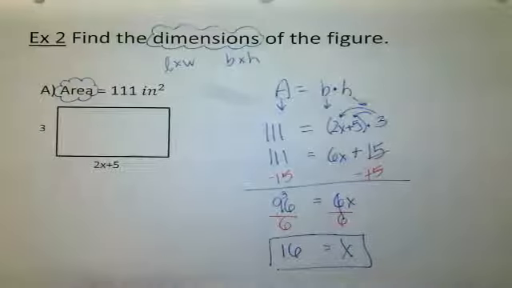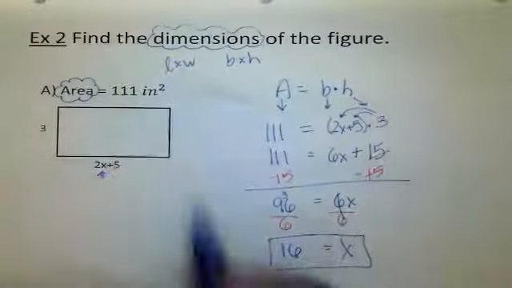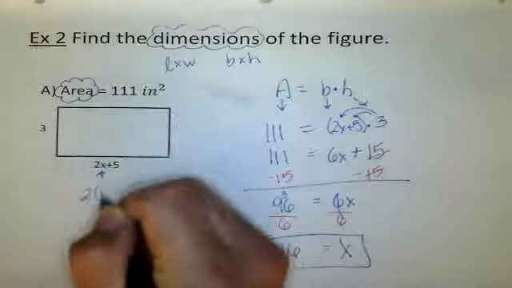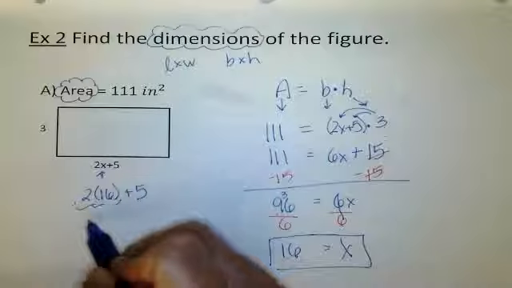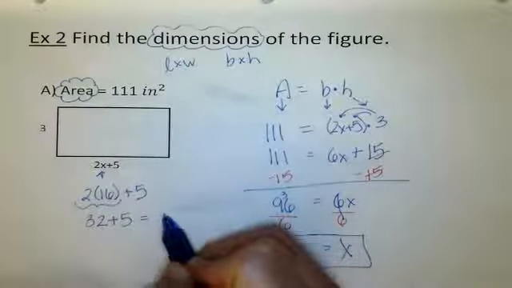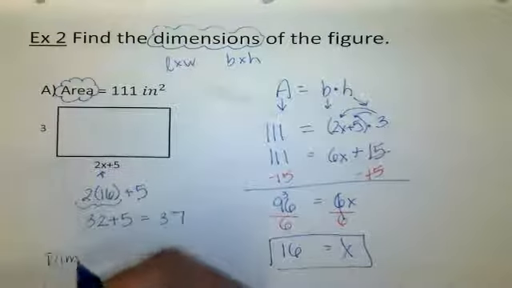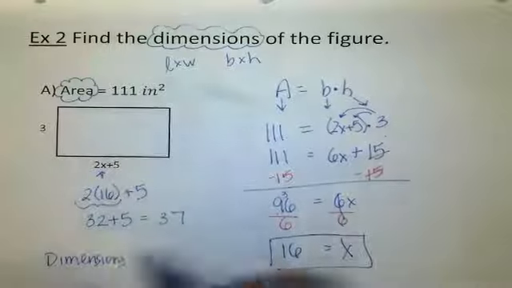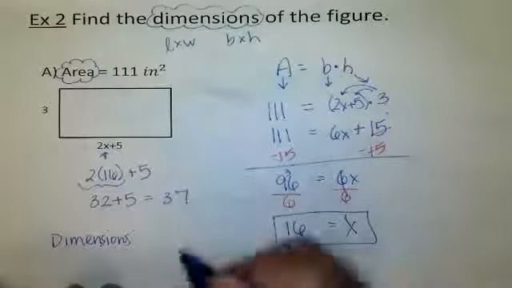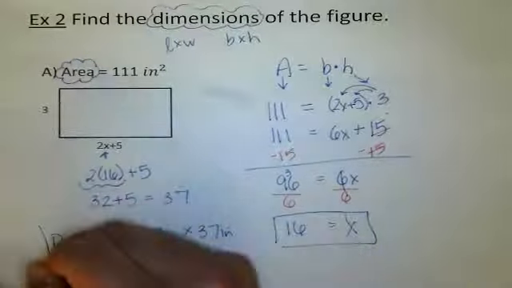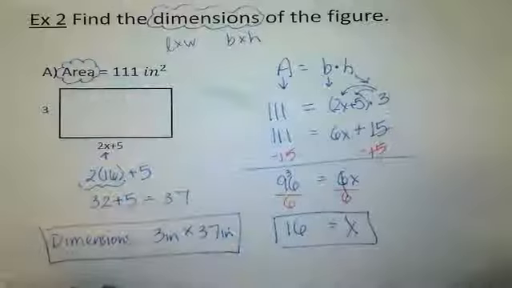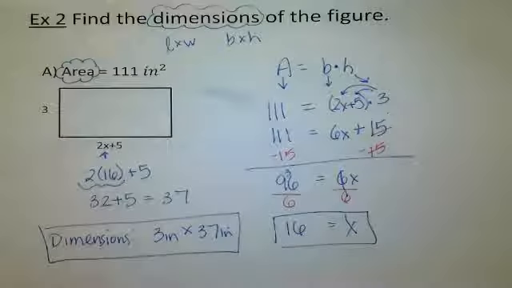All right, so we solved x. Is that what they wanted to know? No. What do we need to do with this 16? Yeah, plug it back in so we can figure out the length here of our rectangle. So that's going to be 2 times 16 plus 5. What's 2 times 16? 32 plus 5 equals 37. So what are our dimensions? What are the dimensions then? 3 inches by 37 inches. There you go. Very long and skinny rectangle. 3 inches by 37 inches.